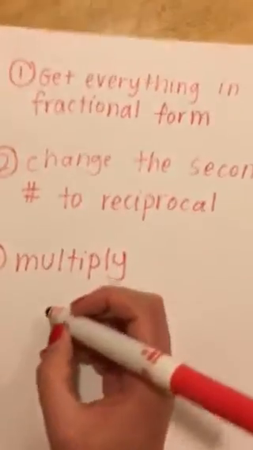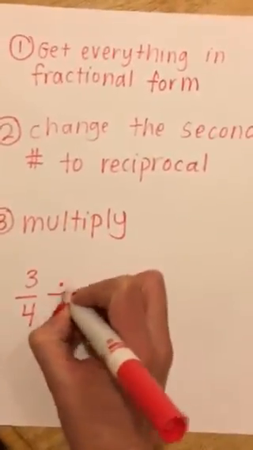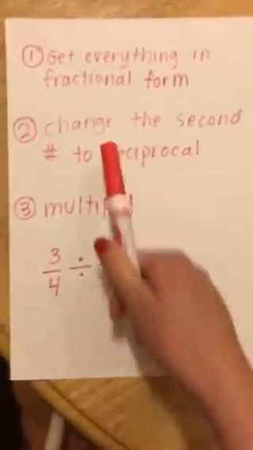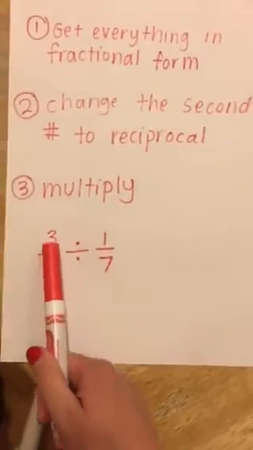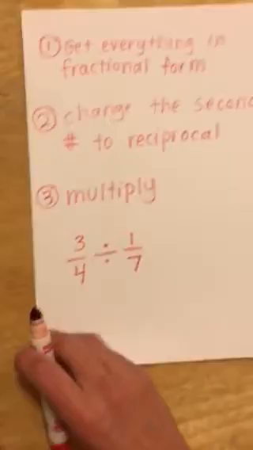So let's look at 3/4 divided by 1/7. Everything is in fractional form already, just numerator over denominator. There are no whole numbers to fix, so I can skip step 1.